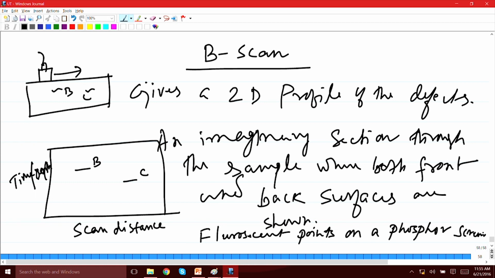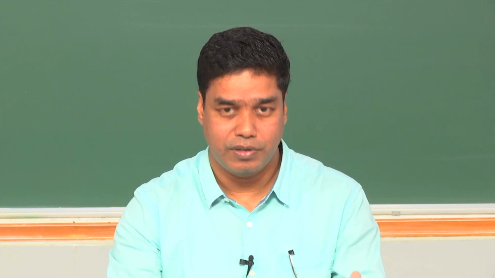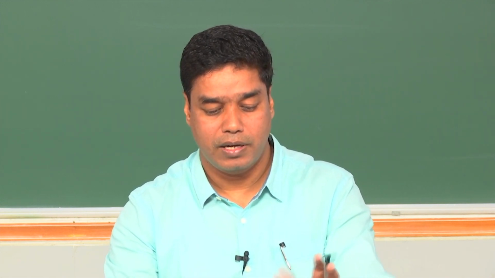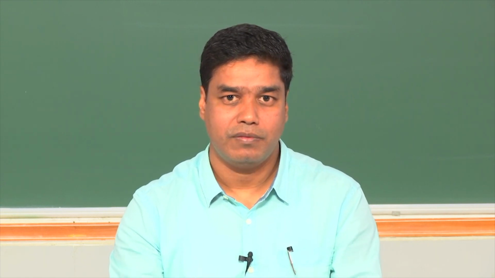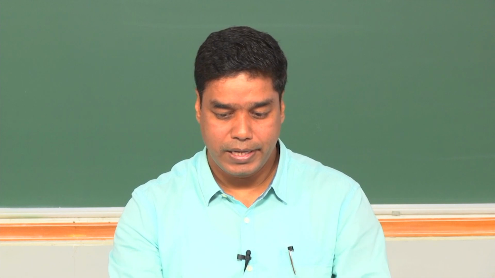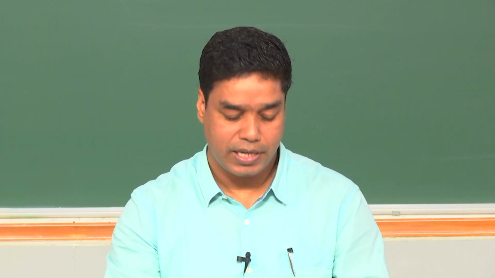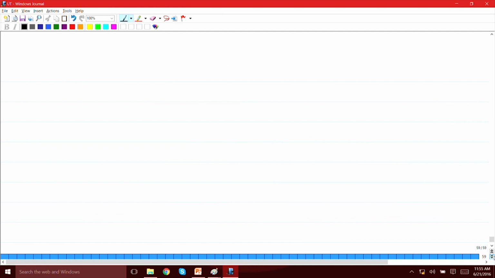Okay. So, instead of the oscilloscope screen that you have in case of A scan, in this case you have a phosphor screen where these defect signals will come and fluoresce at the particular depth where the defect is lying. Okay. So, this is how the display is in the case of B scan, and the next one is C scan.